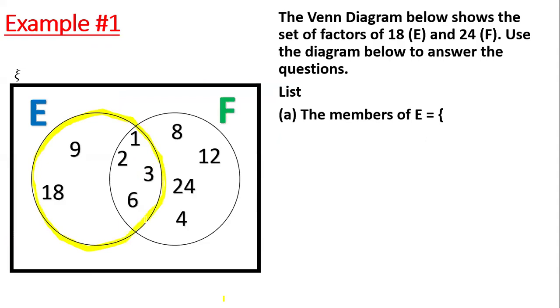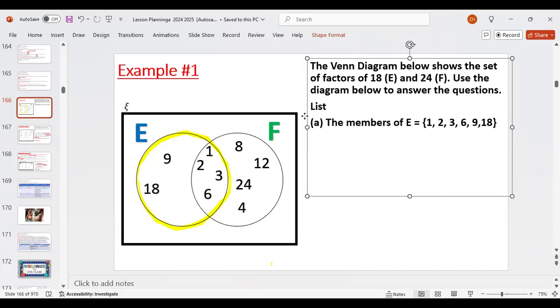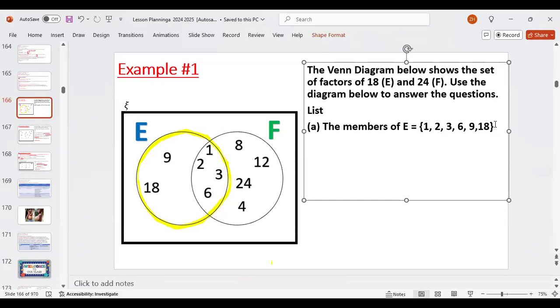All right. So let's list it. This is what? 1. Help me out. 2, 3, 6, 9, and 18. So if I ask you to list the factors of 18, you could just look at the Venn diagram and tell me what are the factors of 18, right? Does that make sense?